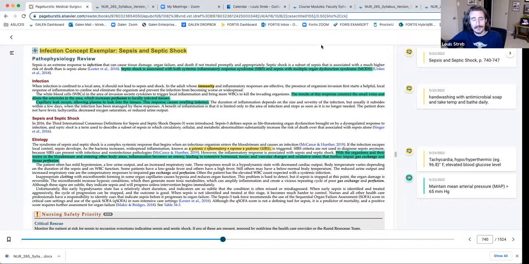I do remember that she briefly discussed that there's a bundle for management, like a 1-hour bundle protocol. It has to meet two of the signs and symptoms, and you have to do the interventions in an hour. Yeah, exactly. So I'm going to get into that, and we're going to go through this first, and then I can tell you why.